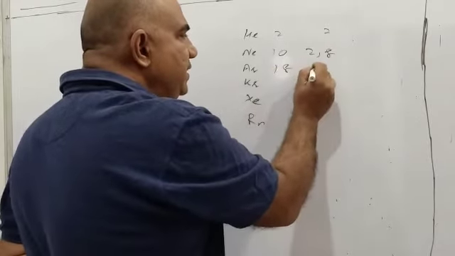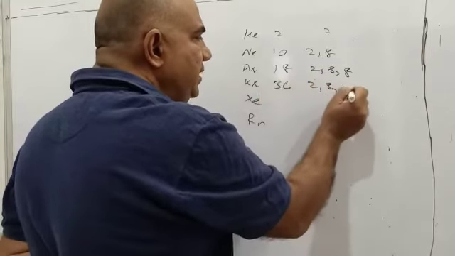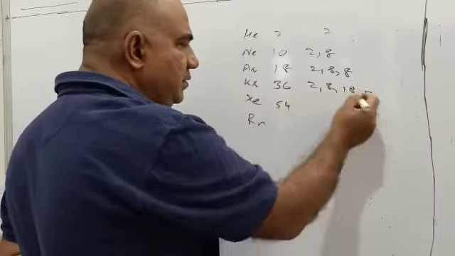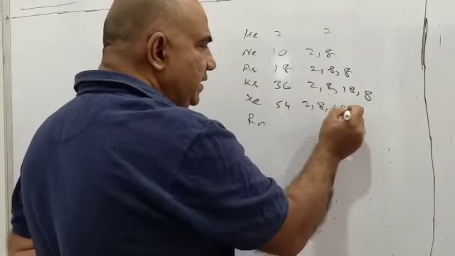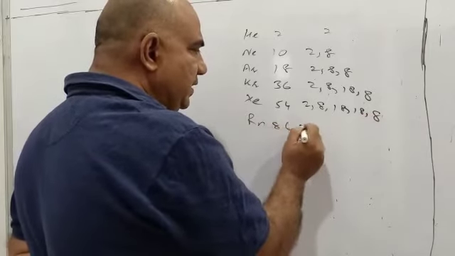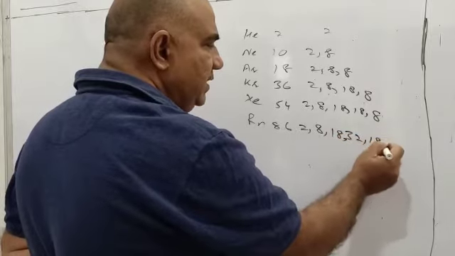Argon has atomic number 18, with configuration 2, 8 and 8. Krypton has 36, with 2, 8, 18 and 8. Xenon has atomic number 54, and its electronic configuration is 2, 8, 18, 18 and 8. Radon has 86, with 2, 8, 18, 32, 18 and 8.